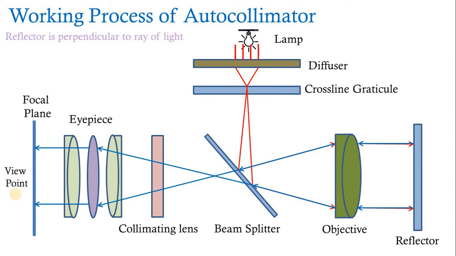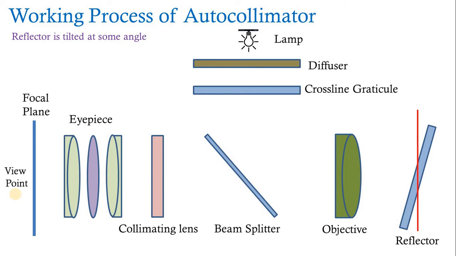So this is the one condition. Whenever the reflector is perpendicular to the ray of light, there is no deflection, as the reflector is lying perpendicular to the ray of light. So that is one condition. Then another case, when we are getting some deviation, means the reflector is tilted at some angle.